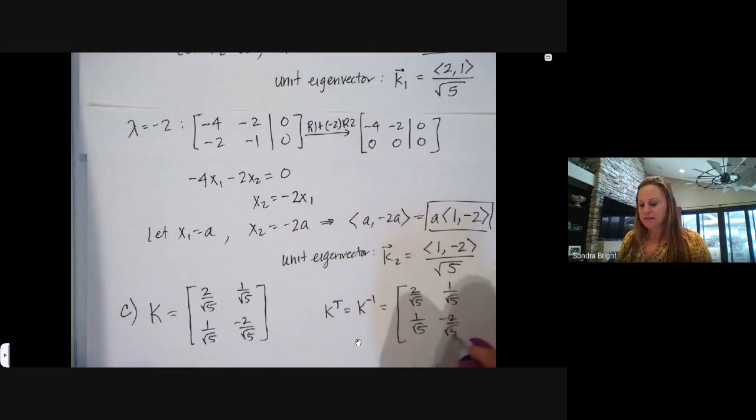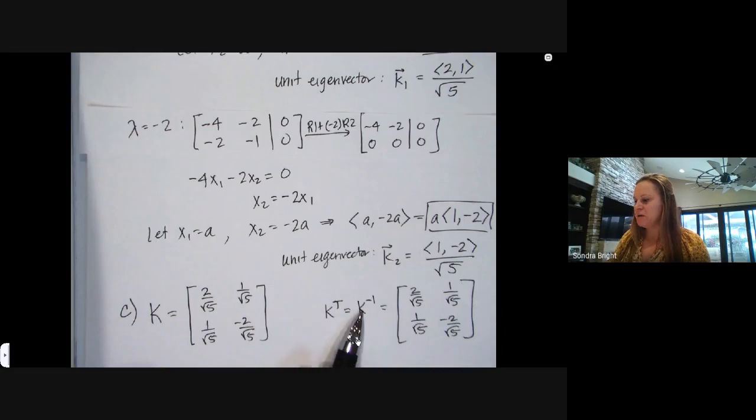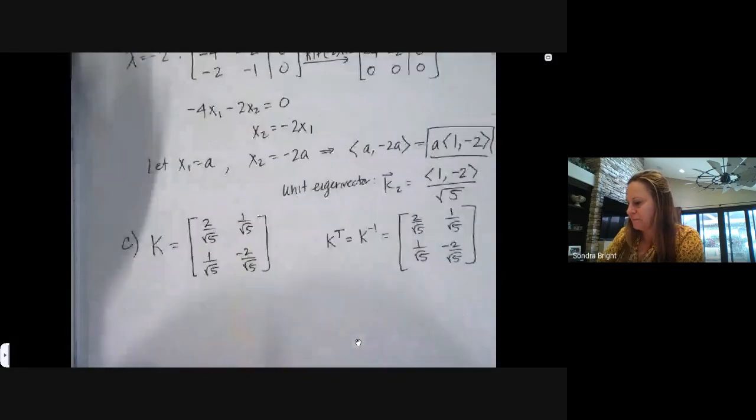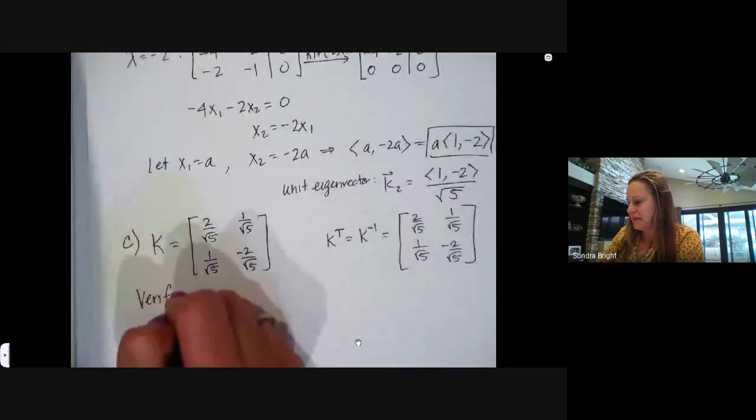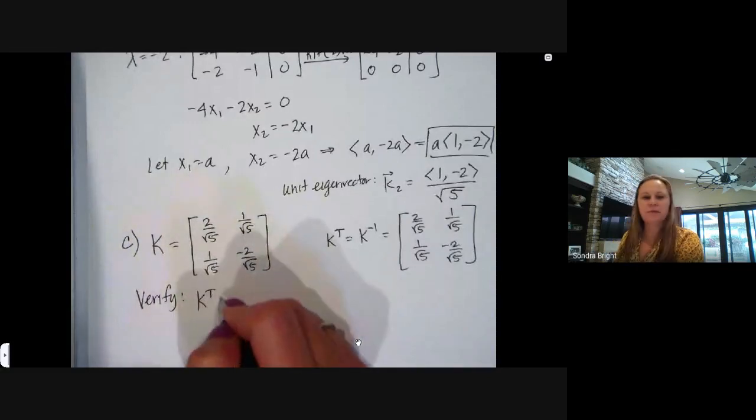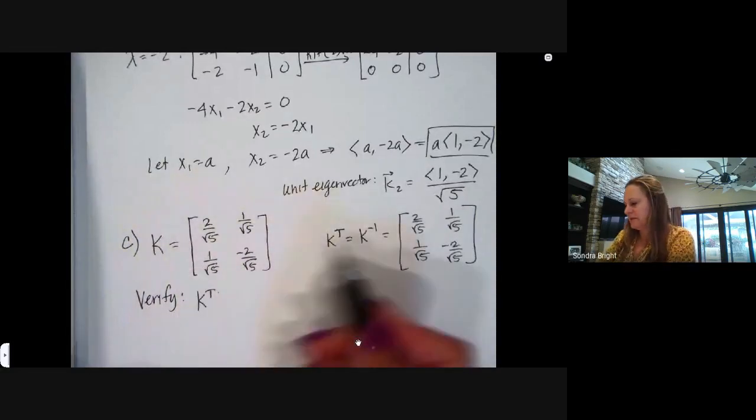So this theorem says these two should be equivalent, and they want us to verify. Let's verify that K transpose truly is the inverse. You do that by taking K transpose, multiplying it times K, and you should get the identity matrix. So they asked us to verify that K transpose is equal to K inverse, by multiplying transpose times K.